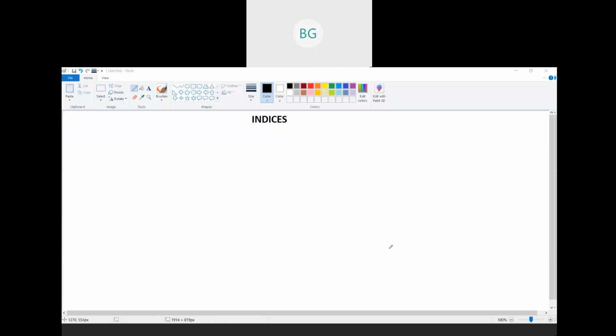Okay, so today we will be starting with the indices lesson. First we will see what indices are, and then the laws of indices. Okay, now in previous classes you have already learned exponents.